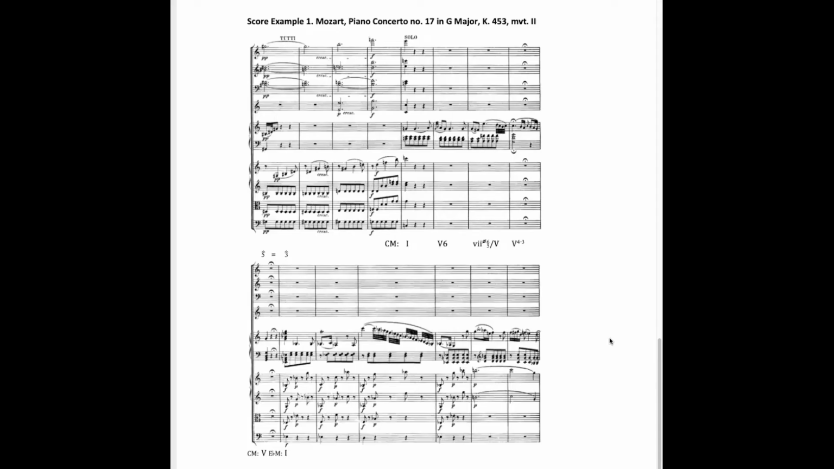I am looking here at score example 1. This is an excerpt from a middle movement of a beautiful piano concerto by Mozart. This example appears on the Chromatic Mediants Guide on page 3. So the first thing we're going to be listening for in this example is we start this section in the key of C major. And then you will notice that as the soloist plays, we have a tonicization of 5.